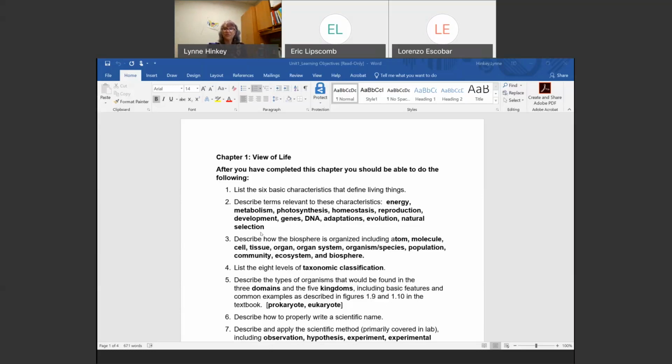And that happens through natural selection. Naturally, those who are better adapted will survive and thrive. So we'll look at all that later in the term. Each one of those becomes a chapter as we move forward.